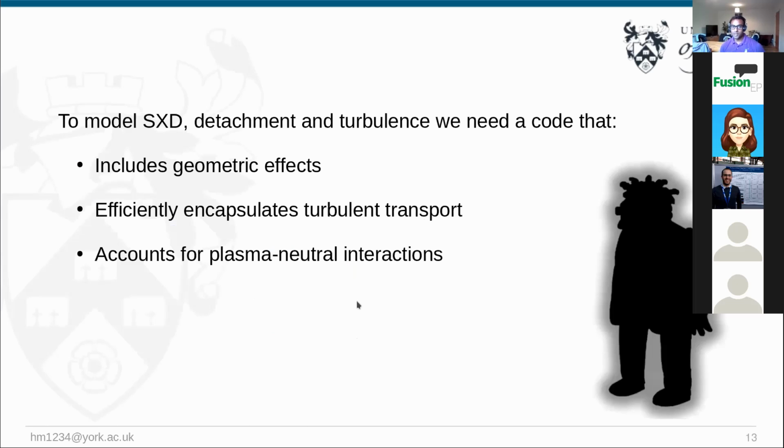So how exactly am I going to investigate this? Well, I need a model that includes geometric effects, can efficiently model turbulence, which is quite a computationally expensive process, and also accounts for the somewhat complicated plasma-neutral interactions. Well, who can help? Of course, it's Hermes.